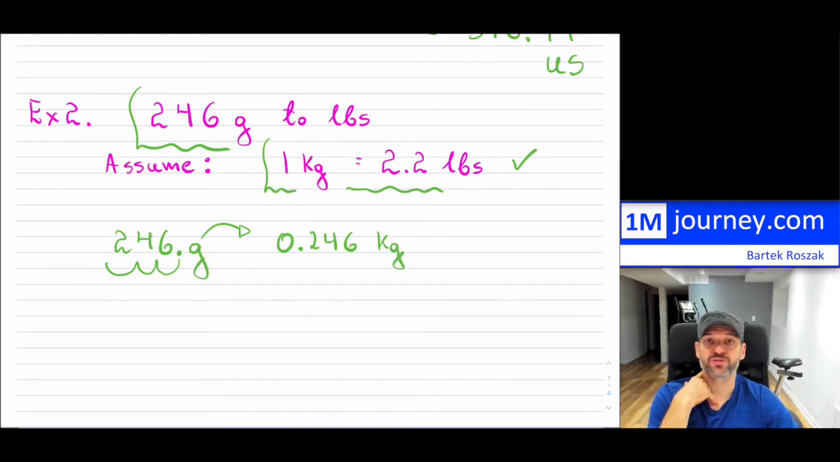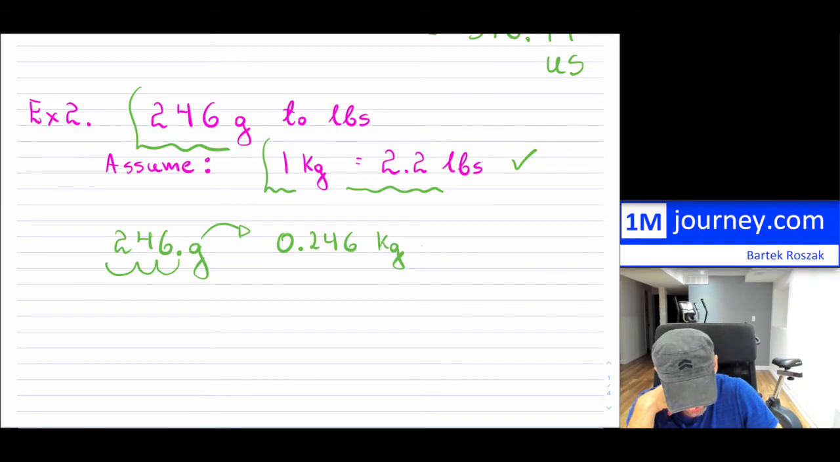Or you can just take it and remember that 1 kilogram is equal to 1,000 grams. That will do the trick for you as well, if you don't want to recall all the prefixes. So that's what I will do first. And now from here, I am going to use this ratio.